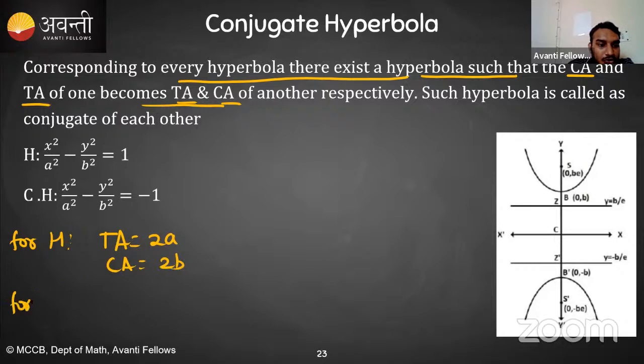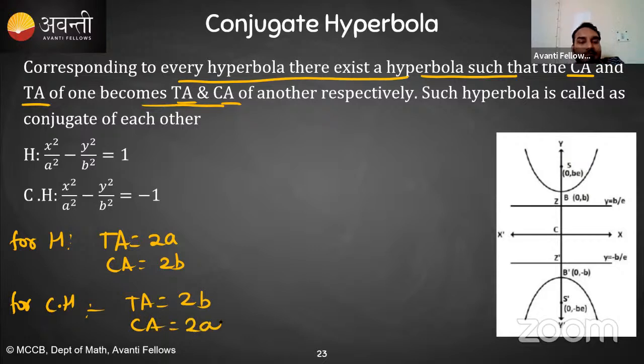Now for the conjugate hyperbola, the transverse axis will become the conjugate axis of the original hyperbola. So it means in the conjugate hyperbola the transverse axis will be 2b and the conjugate axis will become 2a. Is this clear or not? Tell me quickly in the chat box, is this clear or not? Is this clear, students? Is there any doubt?